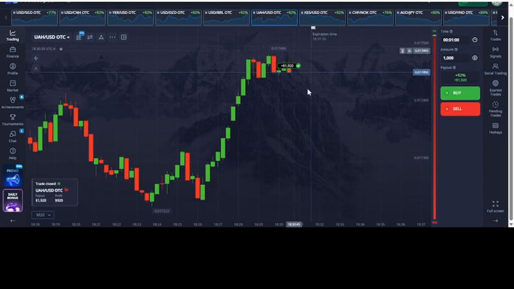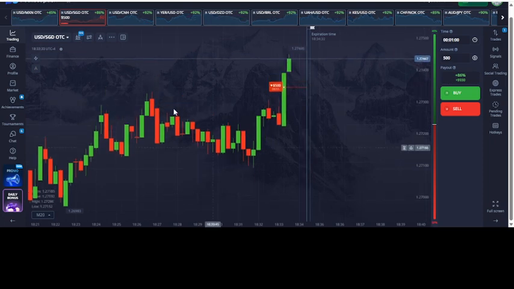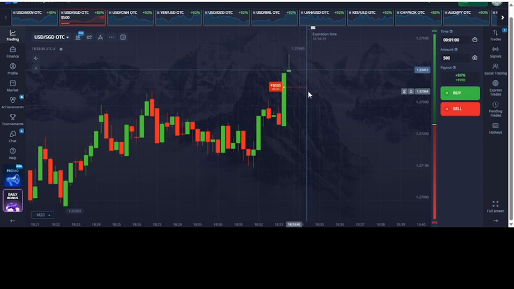Okay, so that trade was in the money. All right, so I'm gonna pause the video and look for our next setup. Okay, so I just took a short at this level here. I didn't think this candle would break past this area of resistance here. So let's monitor this trade.